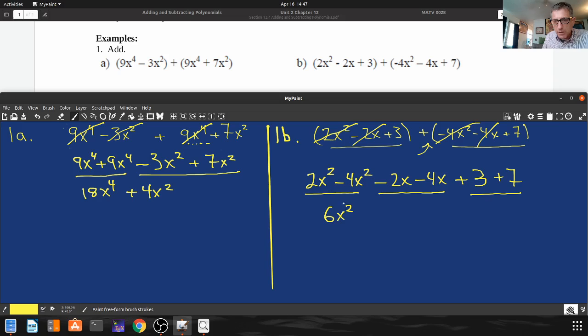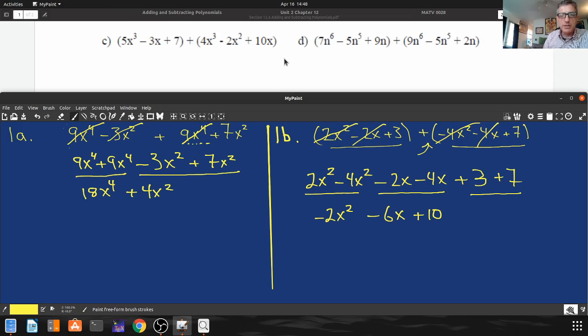Oh wait, sorry, that's not right. That's 2 minus 4, not 2 plus 4. So let's change that. So 2 minus 4 is minus 2. Minus 2x minus 4x is minus 6x. And 3 plus 7 is plus 10. So let's continue on.